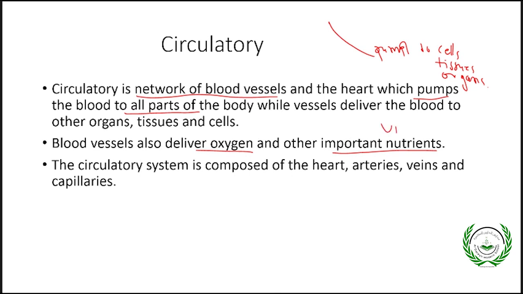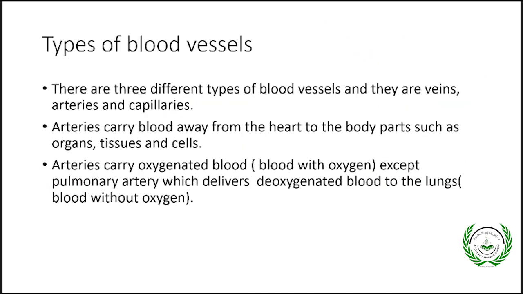So let us see the types of blood vessels in the human body. We have only 3 types of blood vessels: the veins, the arteries, and the capillaries. We will see the difference between them and their specific functions when it comes to transporting blood or other substances. The first topic is arteries.